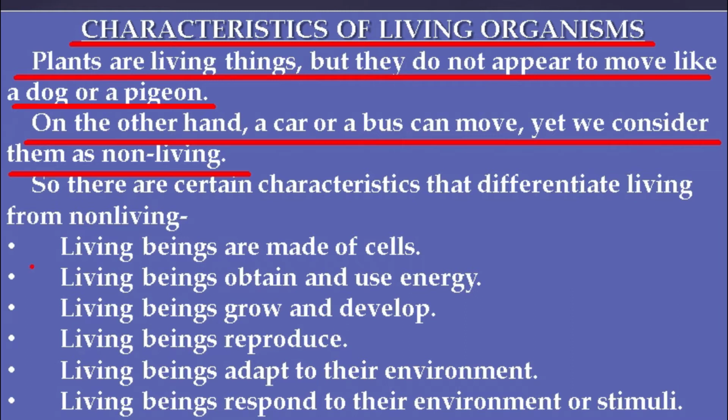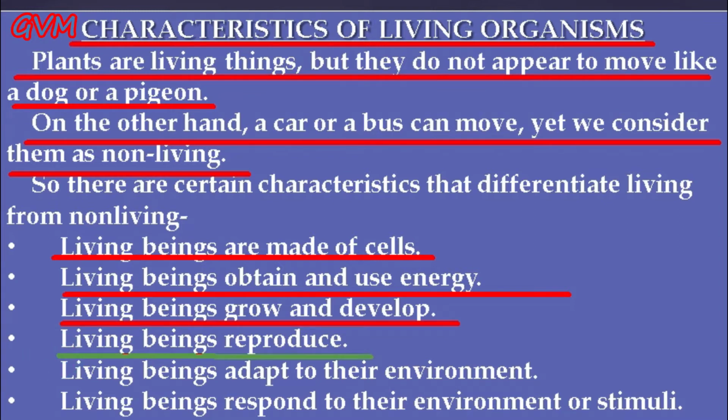The first one is that all living things on earth are made up of cells, whereas non-living things are not made up of cells. And students, these cells are the structural and functional unit of any living organism. Secondly, living beings obtain and use energy. Next, all living beings on earth grow and develop. Next, all living things on earth reproduce in order to ensure the survival of their species.